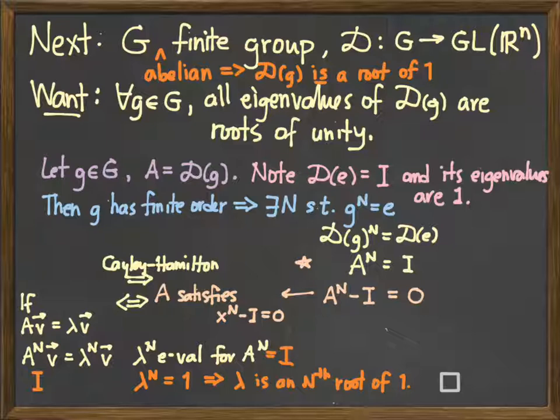Okay. So when Math Bob, I think, says that the eigenvalues all lie on the unit circle, that's what he means.